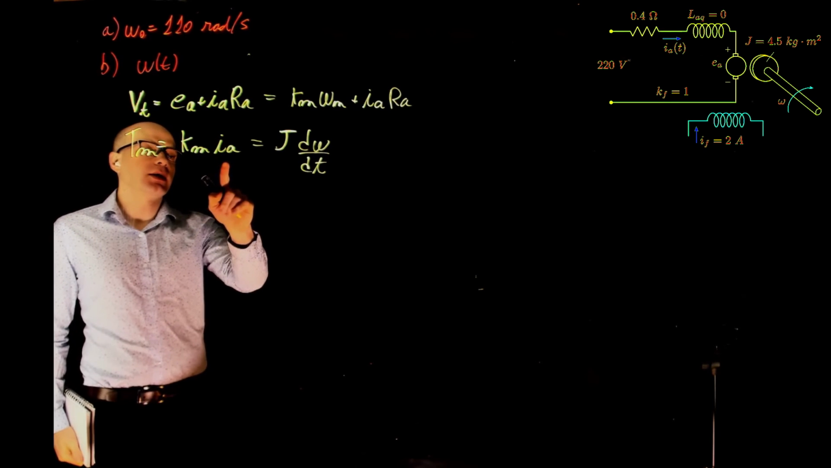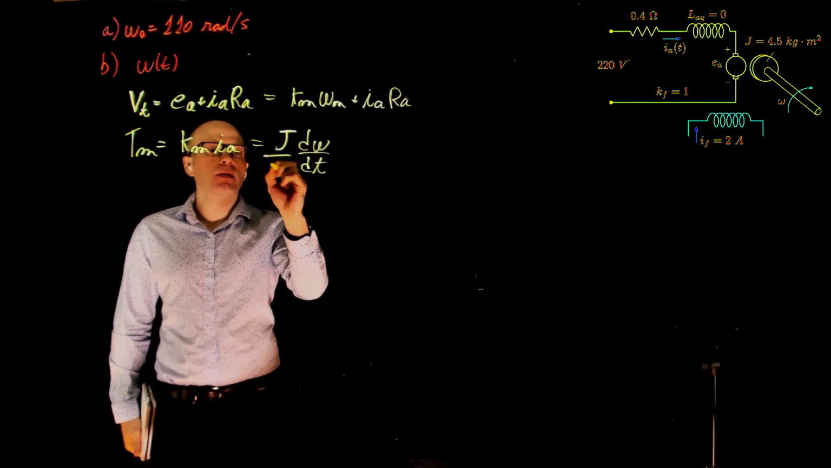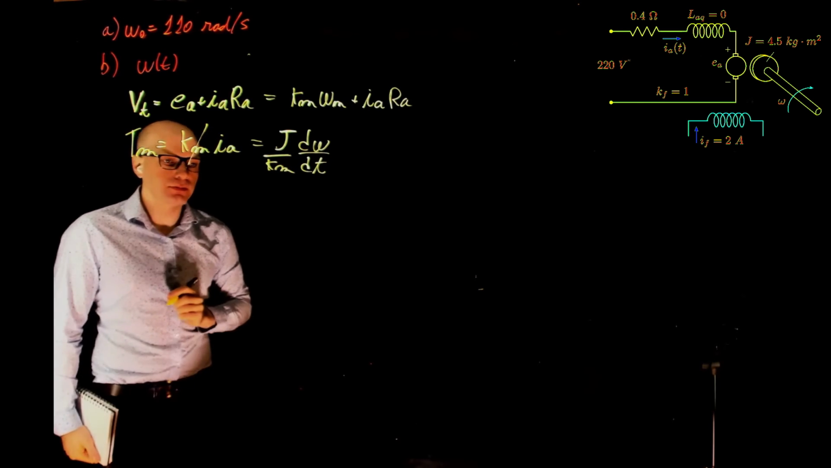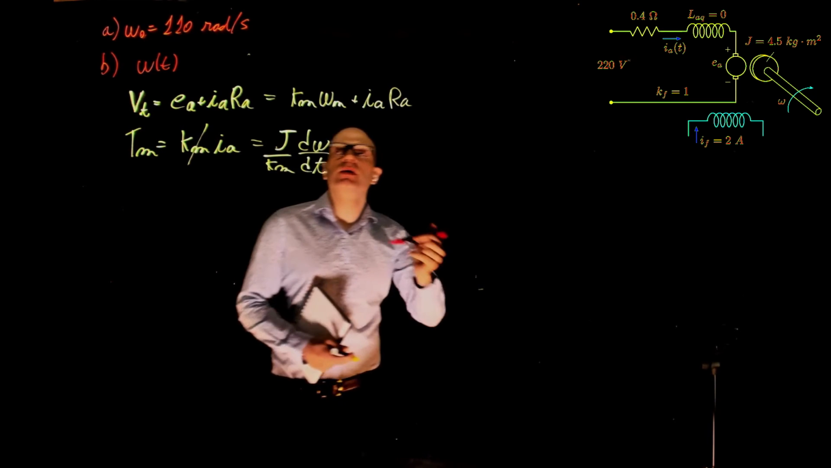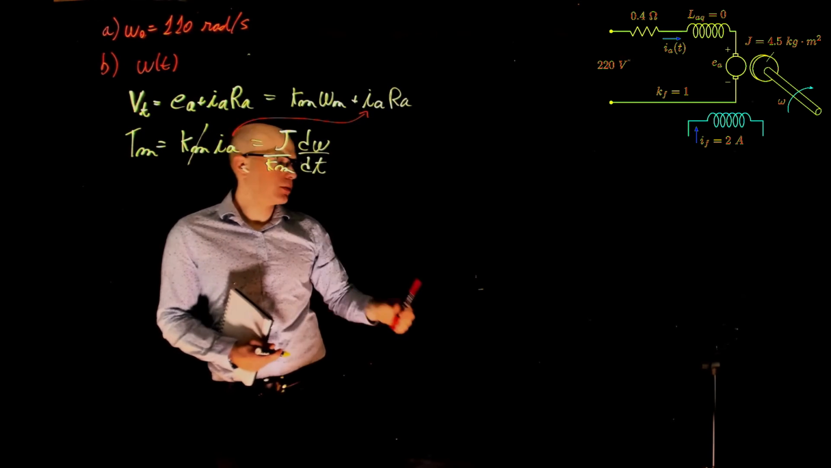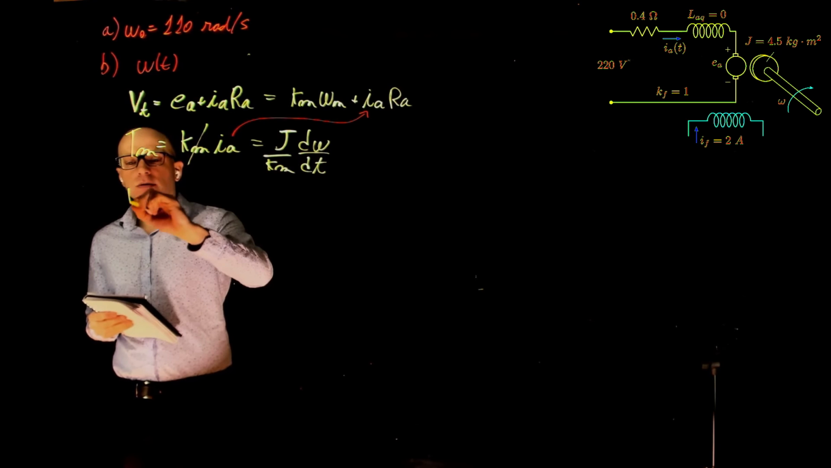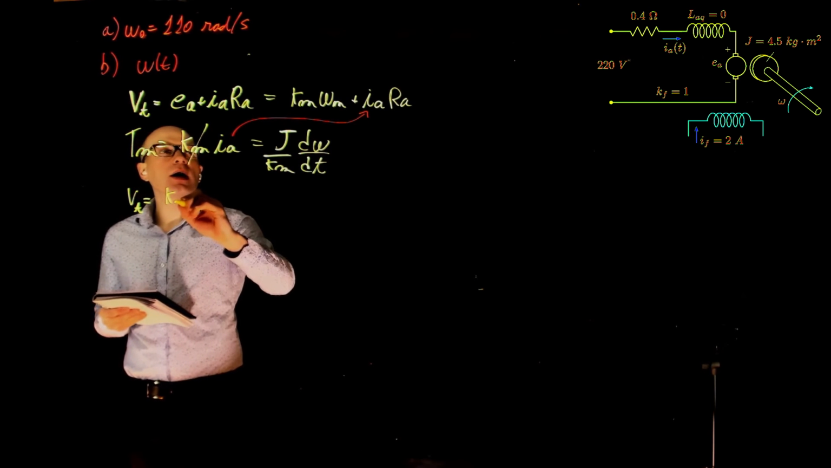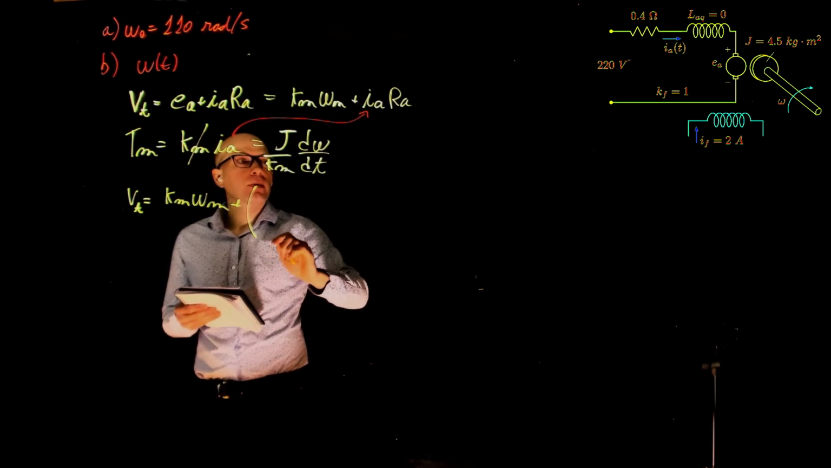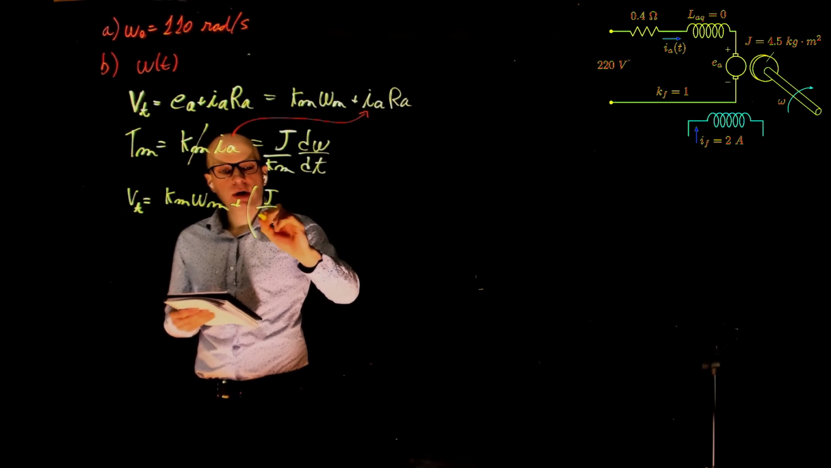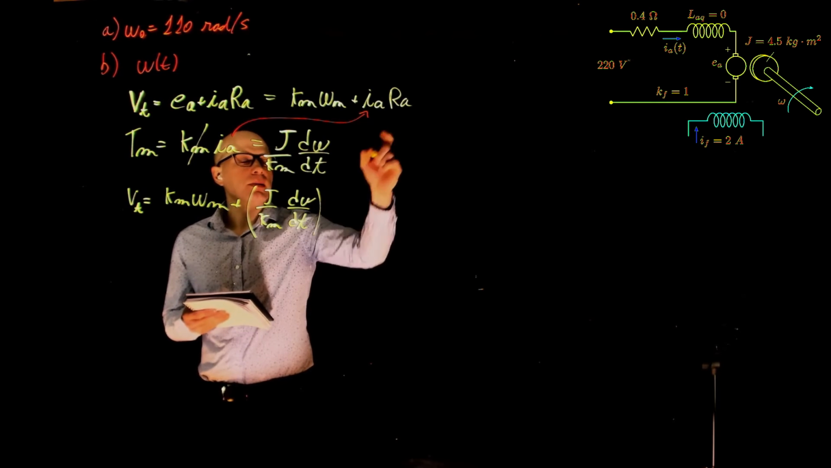From this equation, we can take IA. So just divide this by Km. And we can now replace IA in this expression here. That now gives us Vt as Km omega m plus J over Km d omega dt times Ra.